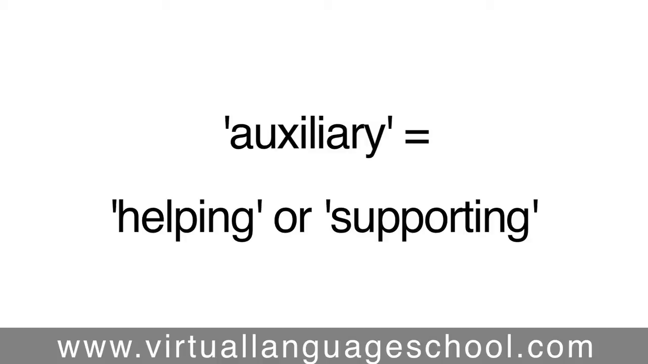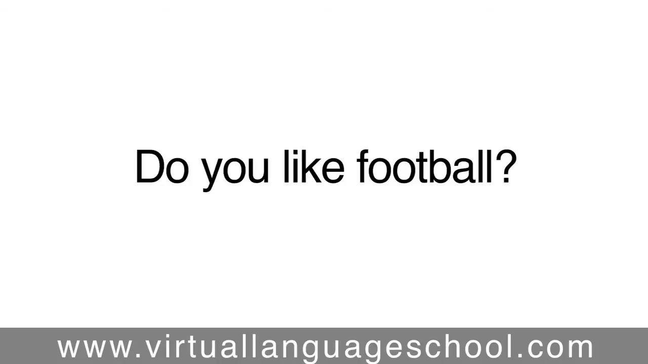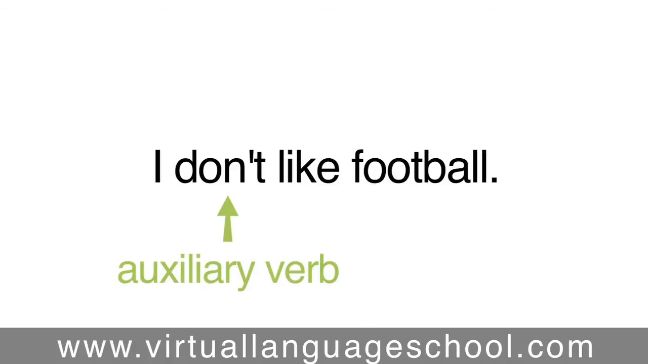Let's take a look at some sentences with auxiliary verbs. If the main verb in your sentence is a normal verb such as like, you will need to use an auxiliary verb to make the sentence negative or to make a question. Do you like football? At the beginning, helping the normal verb like to form the question is the auxiliary verb do. To provide the negative answer to this question, we again need the auxiliary. I don't like football. You also need the auxiliary verbs to form similar sentences in other tenses.